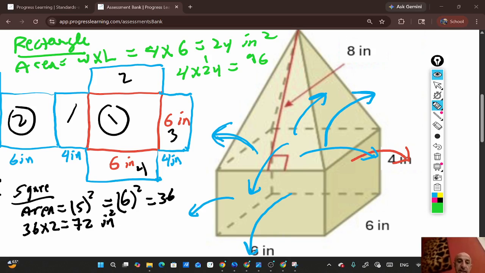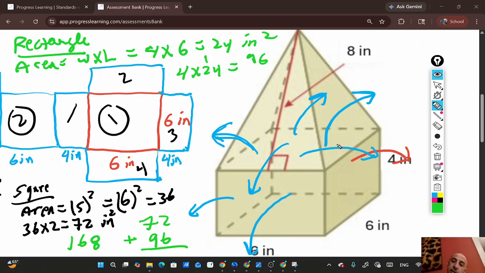Now the total is 72 plus 96. 2 plus 6 is 8, 7 plus 9 is 16, 168.